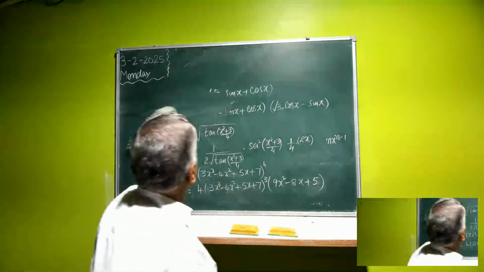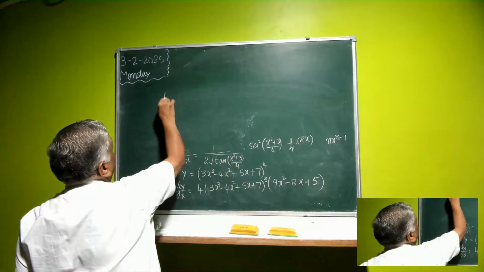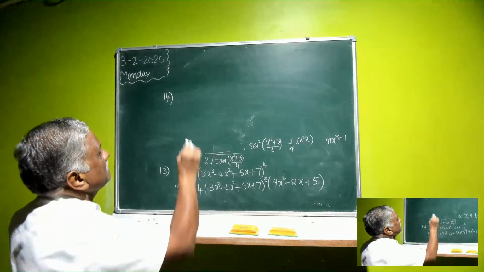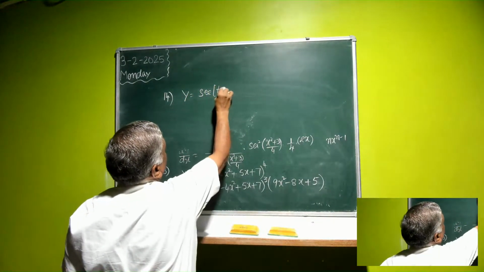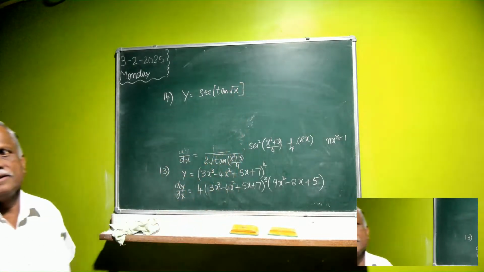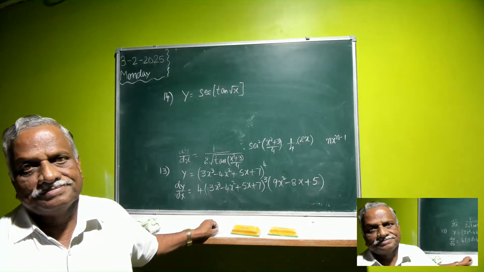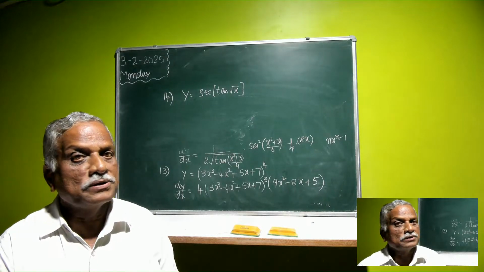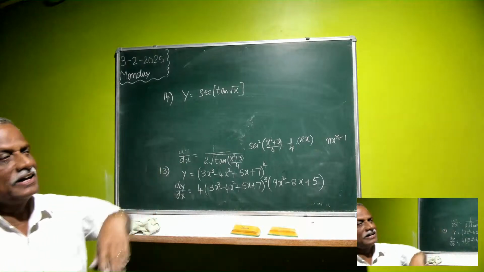Let's go to the next problem. 14th problem. y is equal to, I've taken all types of problems, tan root x. This is because of the request from a student to work more problems on chain rule. And I am very sure that by working more problems in chain rule, you will gain better knowledge, and you have got to work once again.